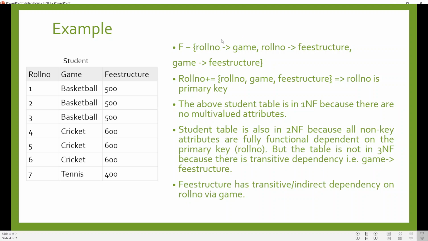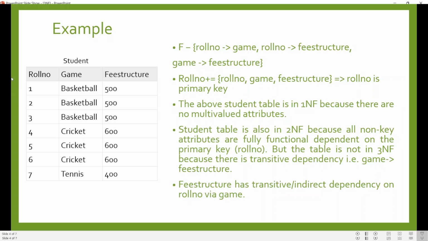So here game can be determined from roll number, and fee structure can be determined by knowing game. That means even we can find fee structure by knowing the roll number. So fee structure has a transitive dependency on roll number via game. So this is not in third normal form, because the third normal form rule states that the relation should be in second normal form and there shouldn't be any transitive dependency. But in this particular relation, you can see there is a transitive dependency. So how we can convert this into third normal form, we'll see.